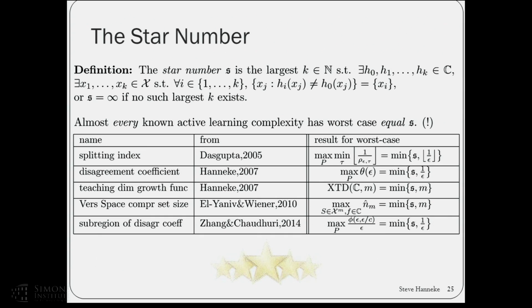And the cool thing that happens is actually in all of those cases, if you maximize them over the choice of distribution, or the data in the data-dependent one, so maximize over the choice of distribution or data set, you recover exactly the star number in every case, which is pretty cool because they were defined before the star number was defined. So we didn't plan it to happen, but it happens.